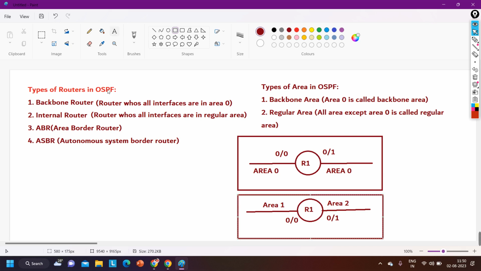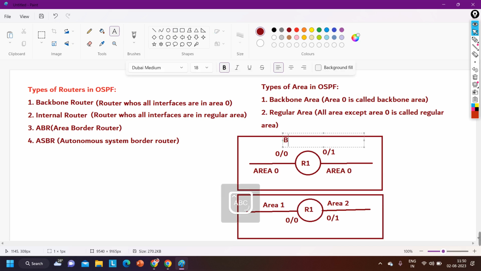Getting my point? This is backbone router, and this is internal router. Done. Now what is ABR?